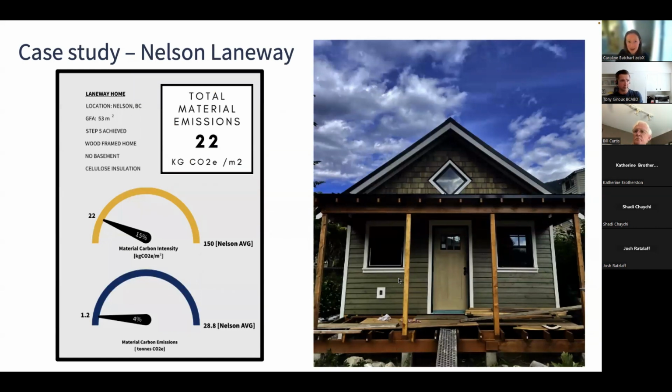And this is one case study that we published on our website recently of a home in Nelson with material carbon emissions of 22 kilograms of CO2 equivalent per meter squared, so way up in the $40,000 brackets. It's a small home, just 53 meters squared.